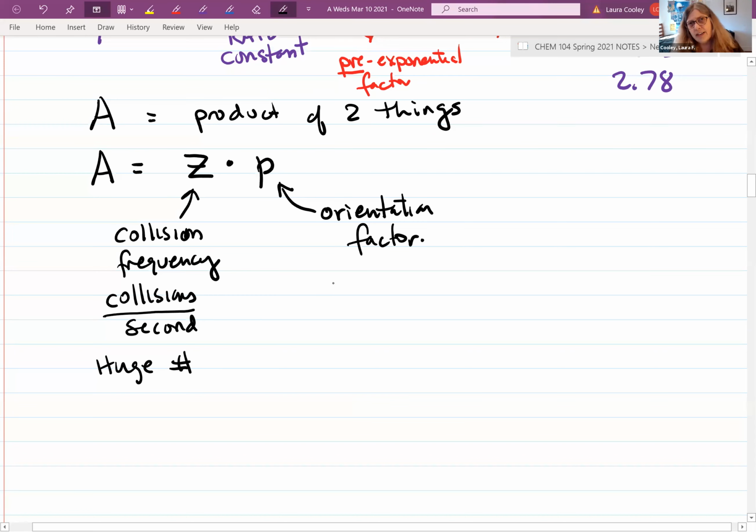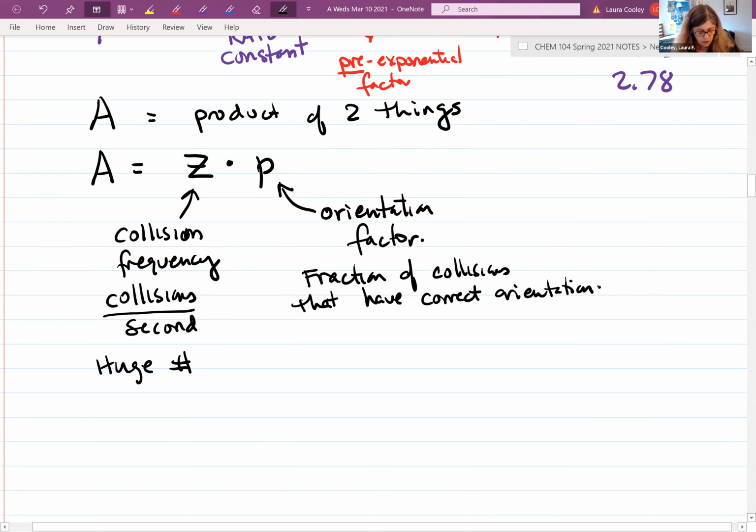This orientation factor, okay, so remember some of the collisions are in the right orientation, but probably many more for certain reactions are in the wrong orientation. Like I showed you one reaction, one right way and two wrong ways, but there could have been 10 wrong ways. You know what I'm saying? So a lot of times there's more collisions that are in the wrong orientation than in the right orientation. And this orientation factor is the fraction of collisions that have the correct orientation.